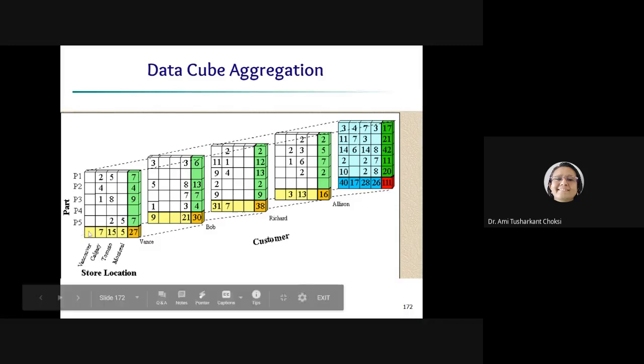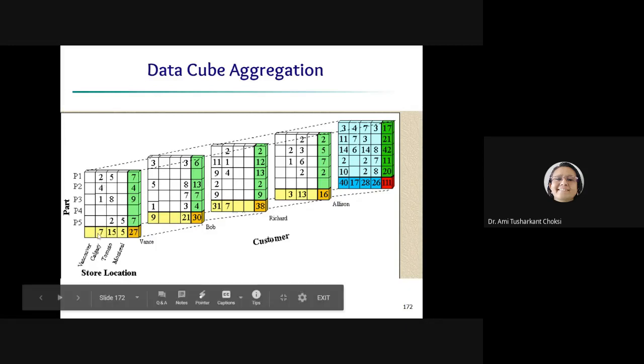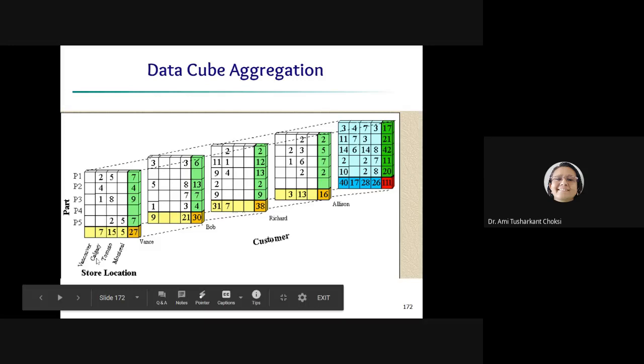Now, let us say for the P1 part, this person has purchased two parts. For the P2 part, 4 quantity. For the P3 part, 1 quantity. Right. So the total is 7 quantity. This customer has purchased from which location? That is this particular city.